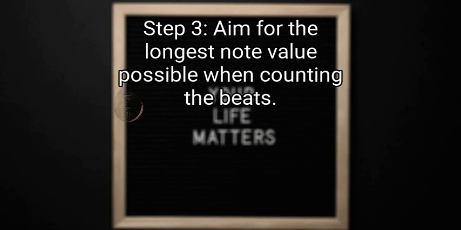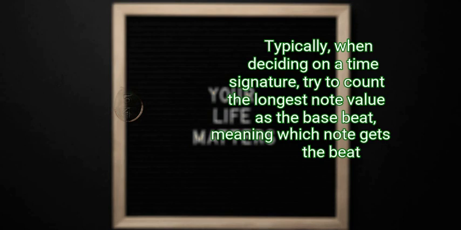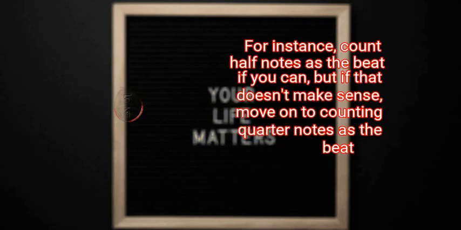Step 3. Aim for the longest note value possible when counting the beats. Typically, when deciding on a time signature, try to count the longest note value as the base beat, meaning which note gets the beat. For instance, count half notes as the beat if you can. But if that doesn't make sense, move on to counting quarter notes as the beat.